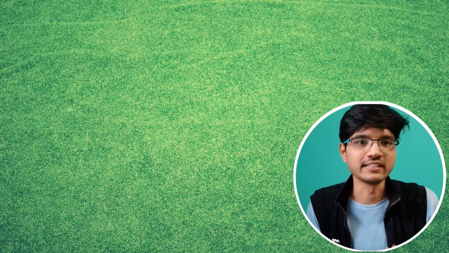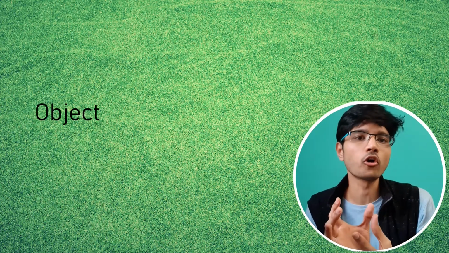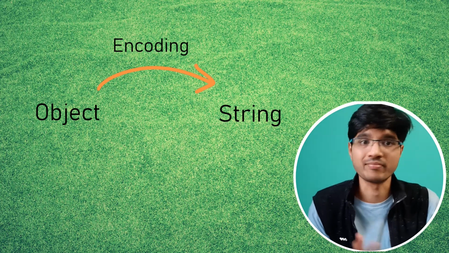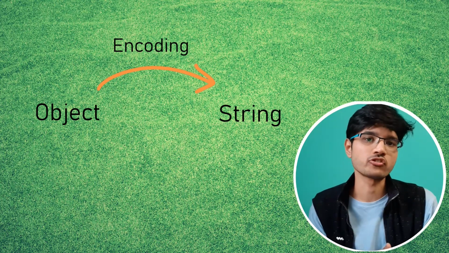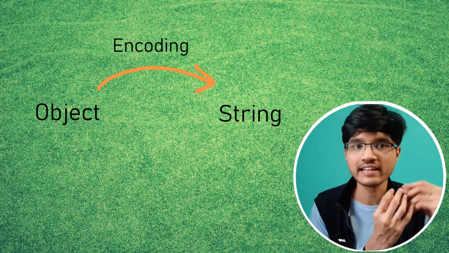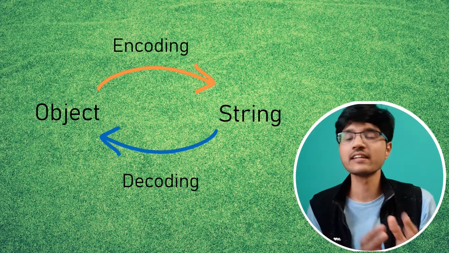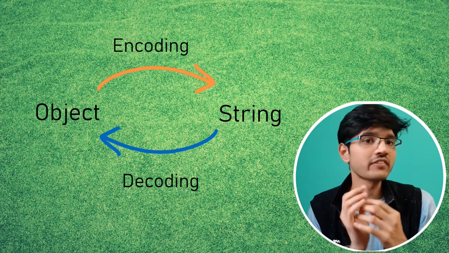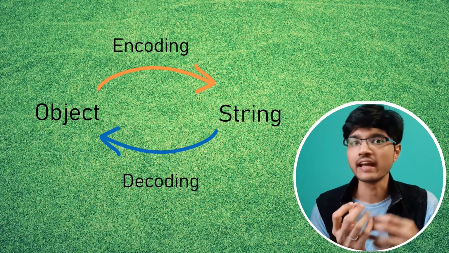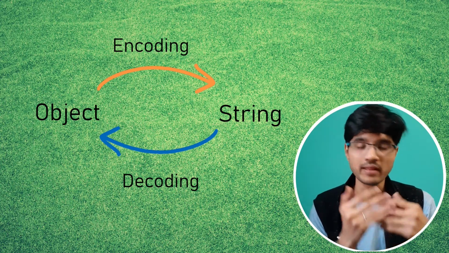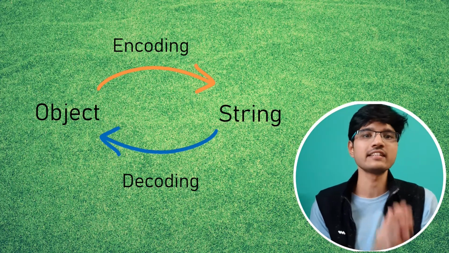So what is serialization? Serialization is the process of converting a Python object into a JSON string. That's it. Then what is deserialization? It's the reverse, that is converting a JSON string into a Python object. Now, we have already seen a bit of this in our previous video. We have converted dictionaries and lists into JSON strings and vice versa. That already is serialization and deserialization.